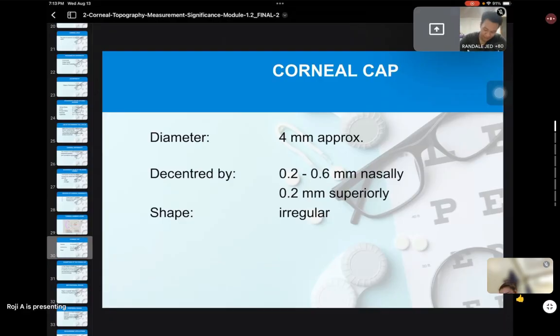All right. So there's a decentration, which is nasally and superiorly. That is the decentration under normal circumstances. I'm talking about normal circumstances. That's why if you check the corneal cap, it's more nasal than temporal, and it's more superior than inferior. Are we clear? Is that clear? There you go.